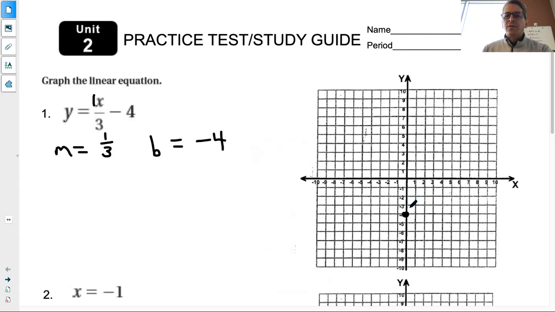So up 1 over 3. So up 1, over 1, 2, 3, and then put another stop off point there. And I would just put another one in, up 1, over 1, 2, 3, get another dot in there. Up 1, over 1, 2, 3, got plenty of stops here, and you can just line them all up and extend it out for your line. Okay, so this is using the slope and intercept method for number 1. y is equal to 1/3 x minus 4.